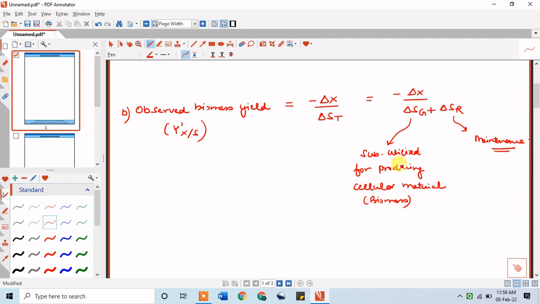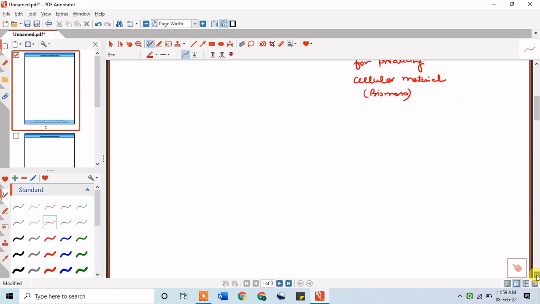Now let us go on to another parameter that is again similar. एक और similar parameter की तरफ बढ़ते हैं, and that would be the true or theoretical biomass yield.